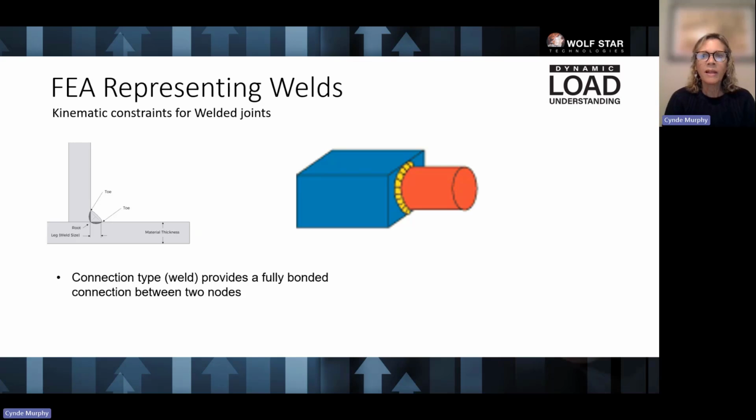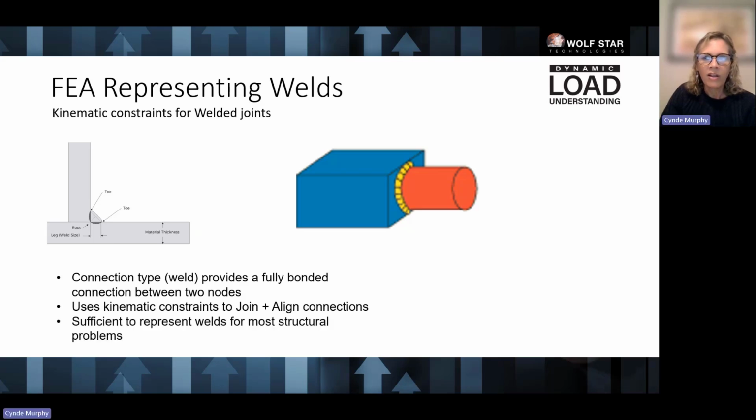First is simply kinematic constraints, which provide a fully bonded connection between two nodes. These are kinematic constraints to join and align connections, which is an automatic method to set up a degree of freedom for the constraints. And then the area of influence for constraint nodes can be an engineering judgment or mimic the anatomy of the weld.